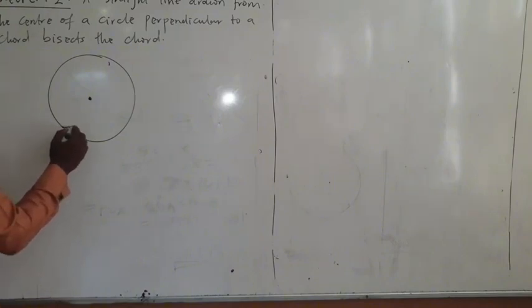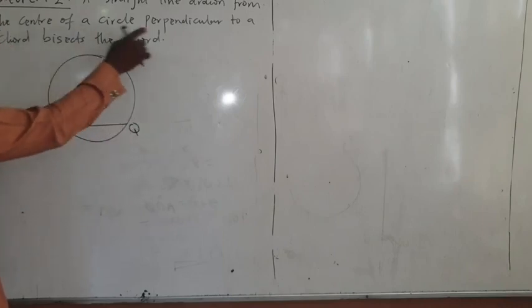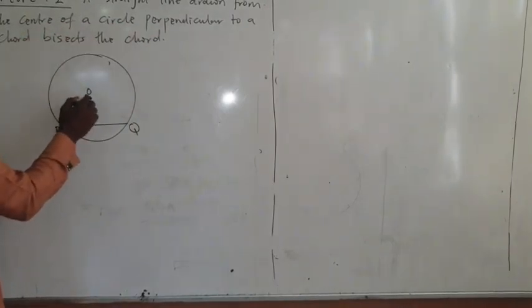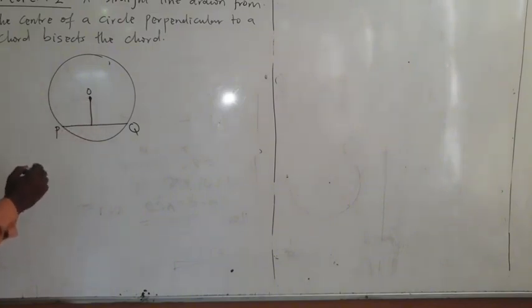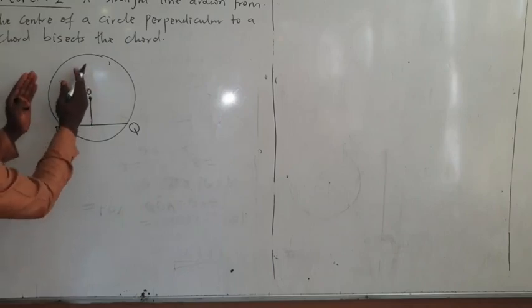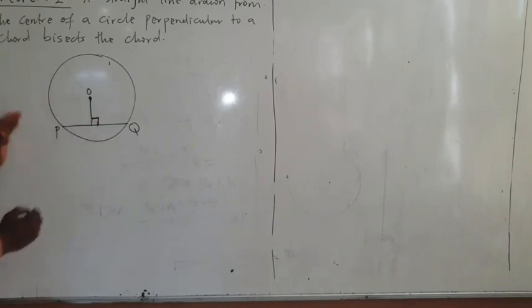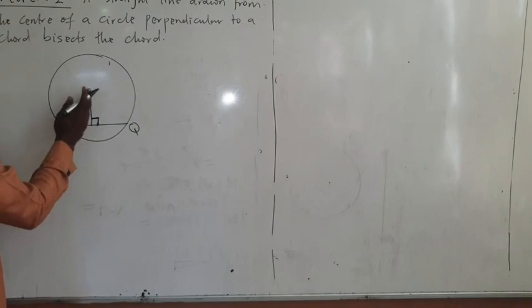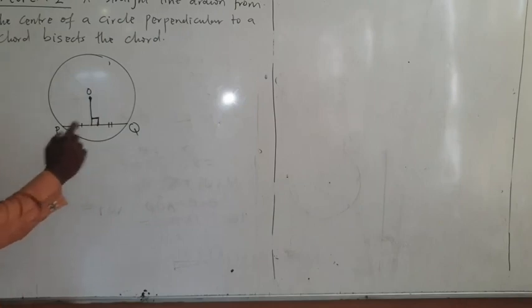A straight line drawn from the center of a circle perpendicular to the chord. So let's assume we have a chord there, so we call it chord PQ. And we have a straight line drawn from the center of the circle perpendicular to the chord. Perpendicular means the angle between the line drawn and the chord is 90 degrees. So a straight line drawn from the center of the circle perpendicular to the chord bisects the chord. It means this line that forms the 90 degrees bisects this chord, dividing the chord into two equal halves.